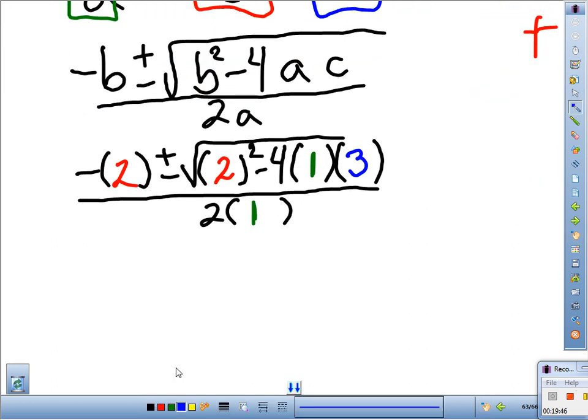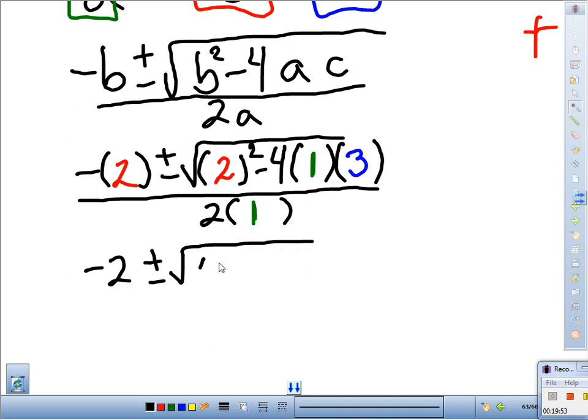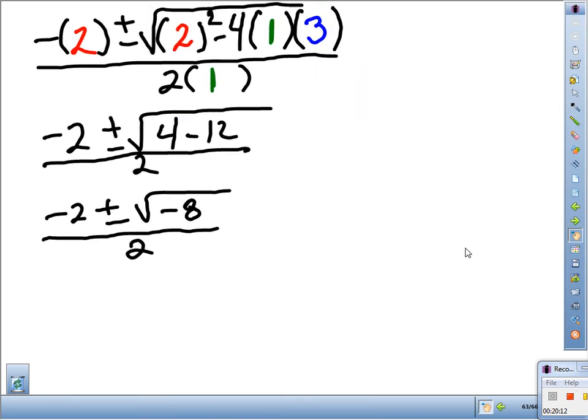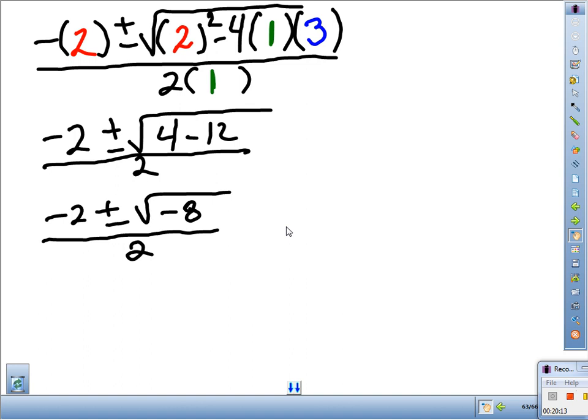All right, here we go. Let's simplify. Negative times 2 is negative 2. Focus, please. This is going to go pretty fast. 2 squared is 4. Negative 4 times 1 times 3, that's negative 12 over 2. Let me simplify again. Negative 2 plus minus square root of negative 8. Is that correct? And all that over 2. Did you guys notice that? Who notices that this is a square root of a negative number?